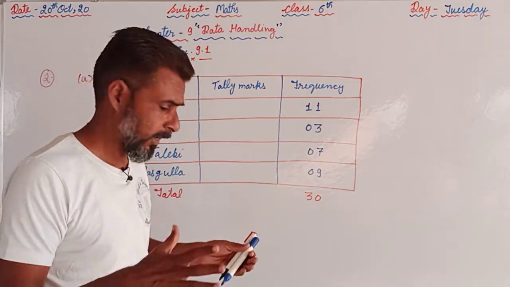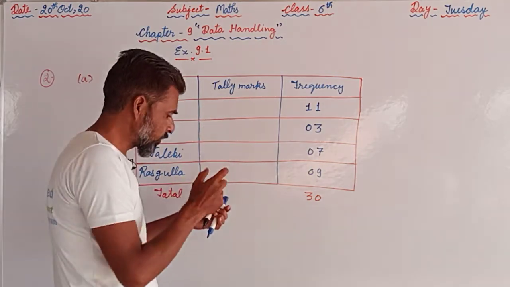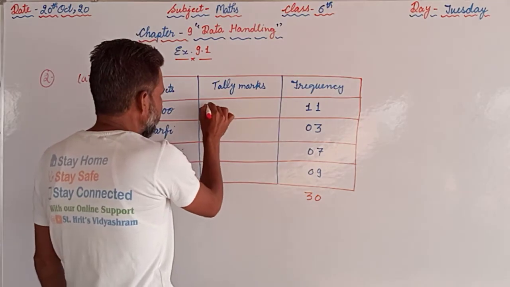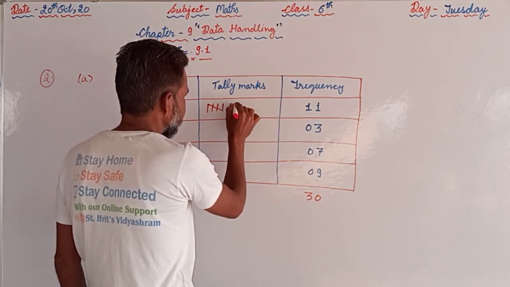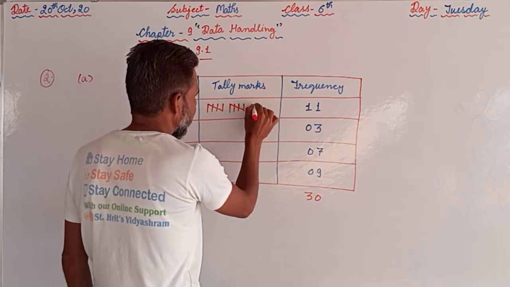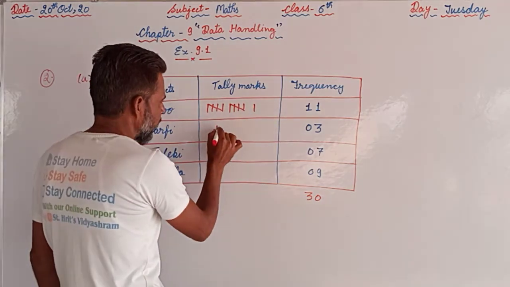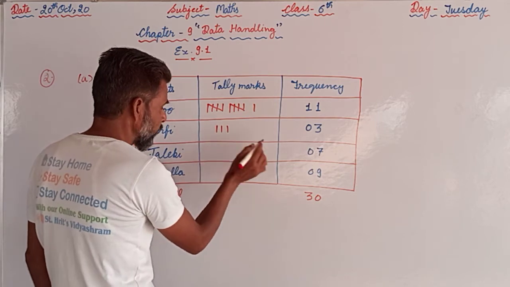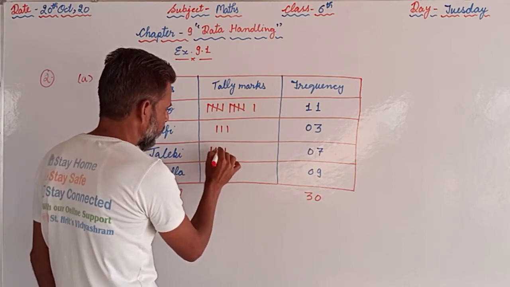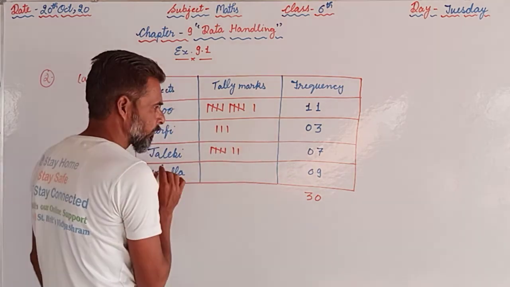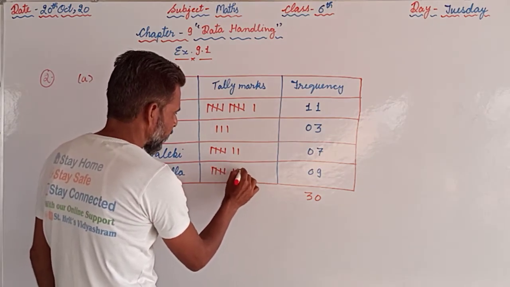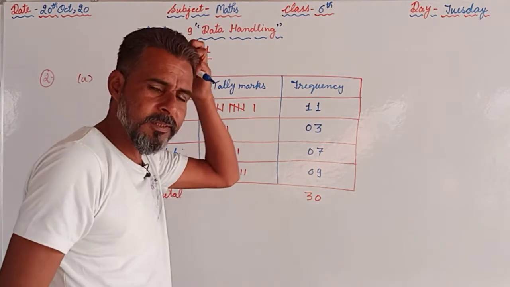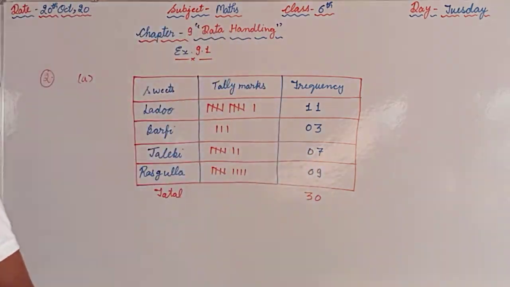so that is correct. So now we are supposed to use the tally marks for 11, 1 2 3 4 5 6 7 8 9 10 and 11. For 3, 1 2 3. For 7, 1 2 3 4 5 6 7. For 9, 1 2 3 4 5 6 7 8 9. Now this is complete. So our first part is complete.